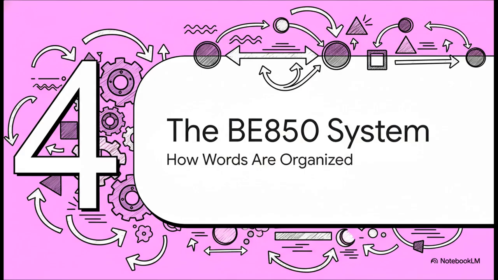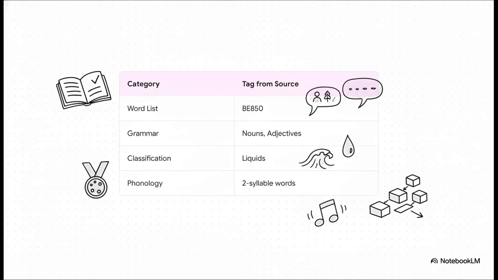Because this isn't just a flat list, you know? It's a really deeply organized structure. If you look at how the word liquid is categorized, you can really see the logic of the whole system. B850, that just confirms, yep, it's on the core list. The grammar tags tell us exactly how we can use it. And then you have these thematic groups like liquids, which are just incredibly useful if you're trying to learn, right? You can learn a bunch of related words all at once. They even note the phonology, the number of syllables. It really shows you there's a real design and architecture behind this, all to make it easier to learn.